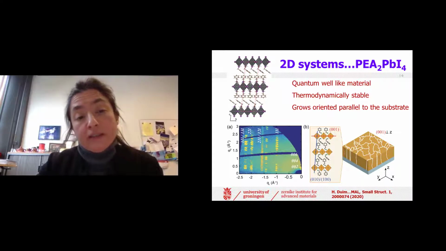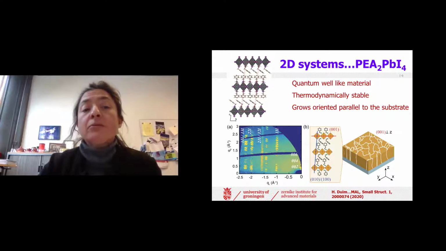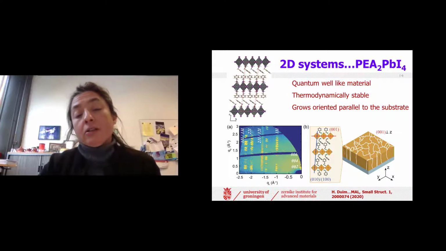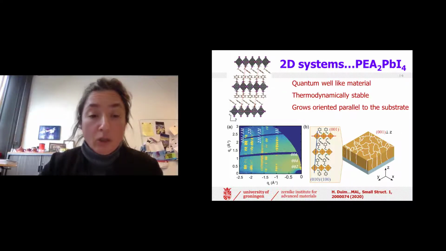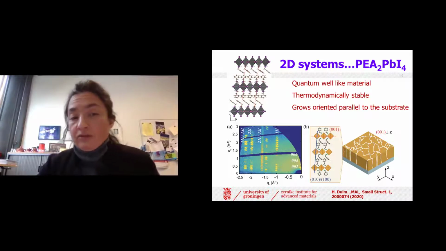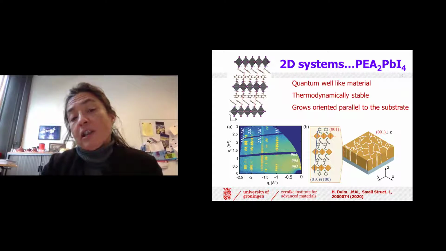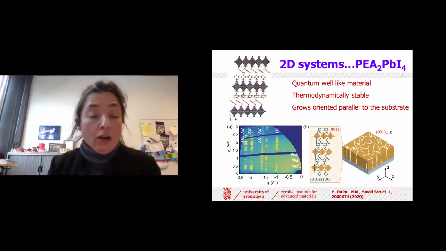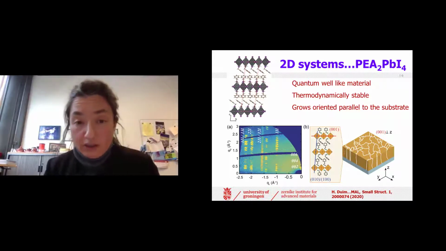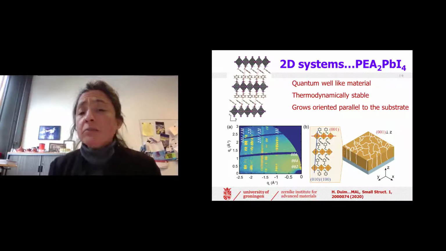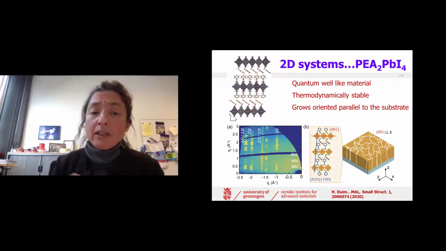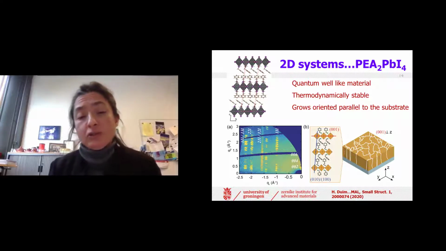And actually, you will get some sort of quantum wells, because you will get the inorganic octahedra that are separated by two layers of these phenethylammonium molecules. So this obviously gives rise to a two-dimensional system. And actually, it is really a quantum well system where electrons are delocalized in the planes composed by the inorganic octahedra. These systems are extremely stable thermodynamically, more stable than the three-dimensional one.